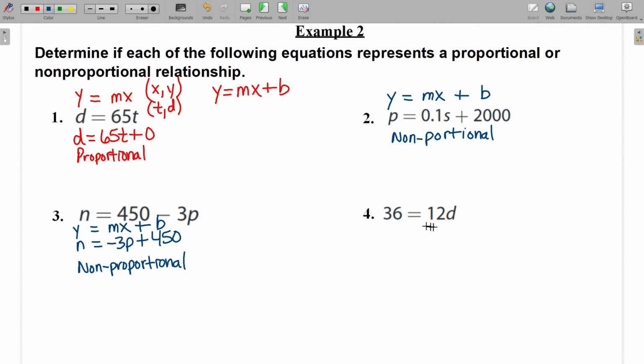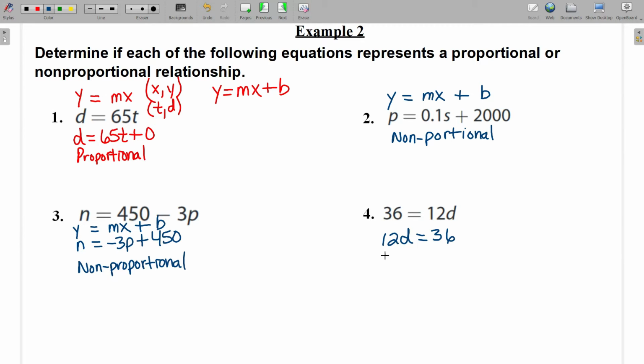Now, in our fourth and final equation here, we have 36 is equal to 12d. So we start out with a constant on the left-hand side, and we really need to have a variable on our left-hand side. So we would need to get this variable term 12d over here, and our 36 on the right-hand side. So if 36 is equal to 12d, then 12d is also going to be equal to 36. So I can rewrite this as 12d equals 36.